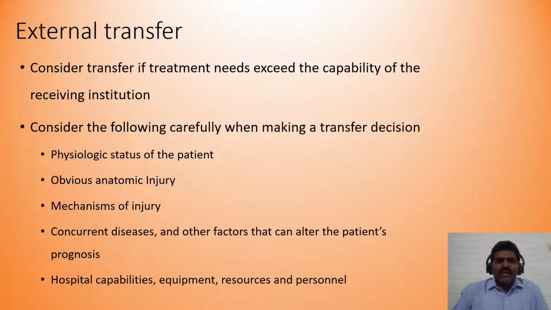External transfer. Consider transfer if treatment needs exceed the capabilities of the receiving or the treating hospital. Consider the following carefully when making a transfer decision: the physiologic status of the patient, obvious anatomic injuries, the mechanism of injuries, concurrent diseases, and other factors that can alter the patient's prognosis. Also consider the hospital capabilities, availability of the equipment, resources, and the personnel required to deal with a particular patient.